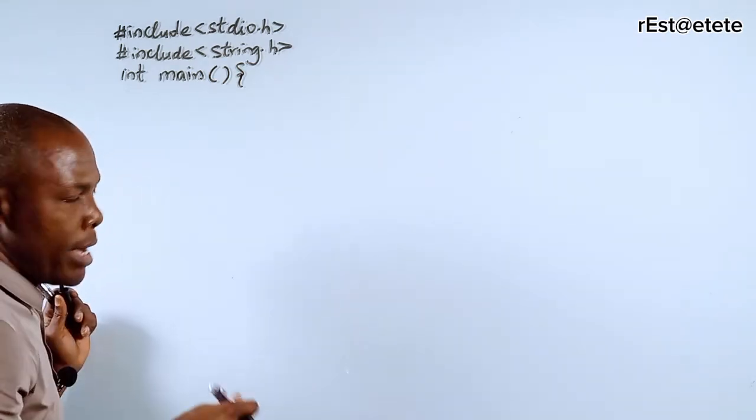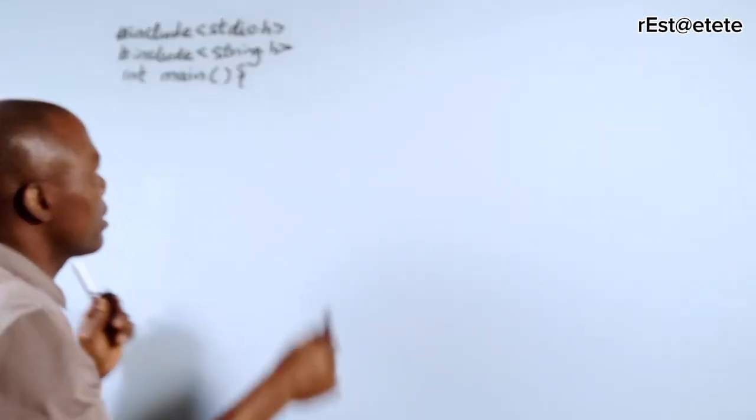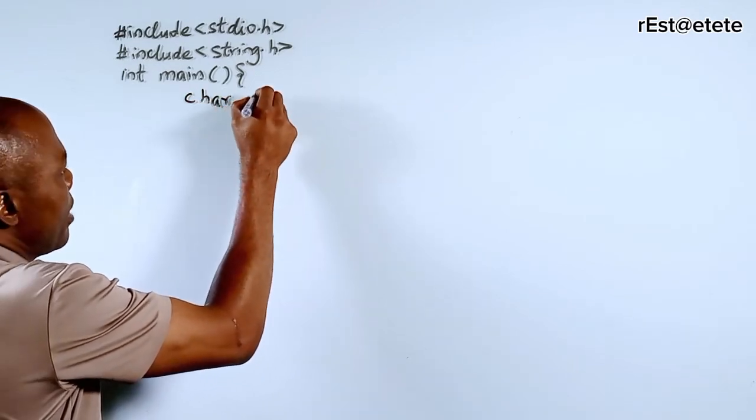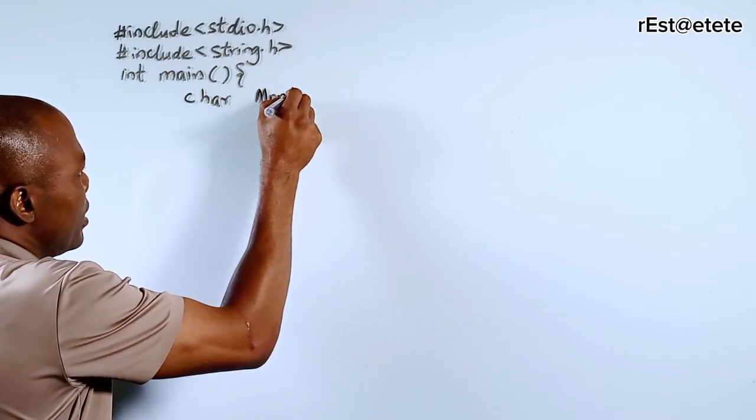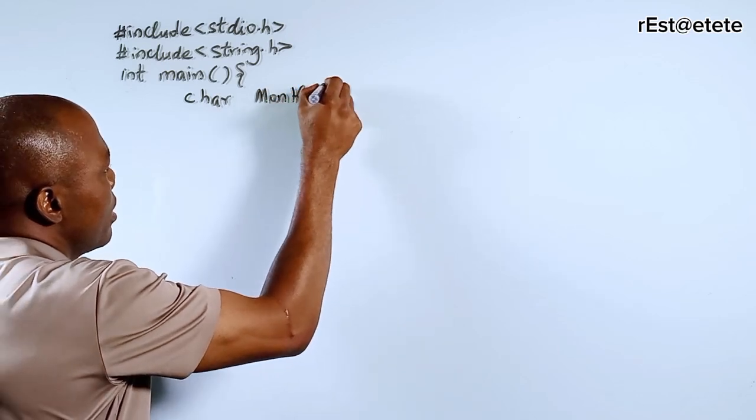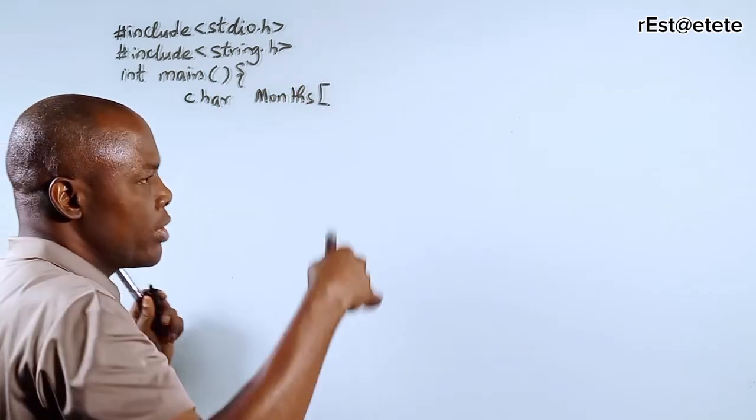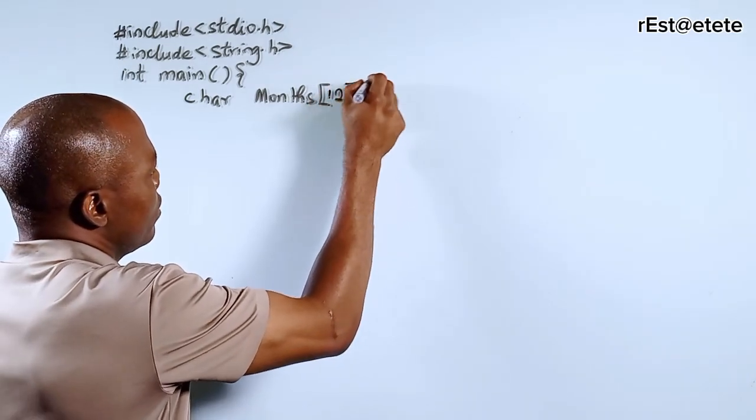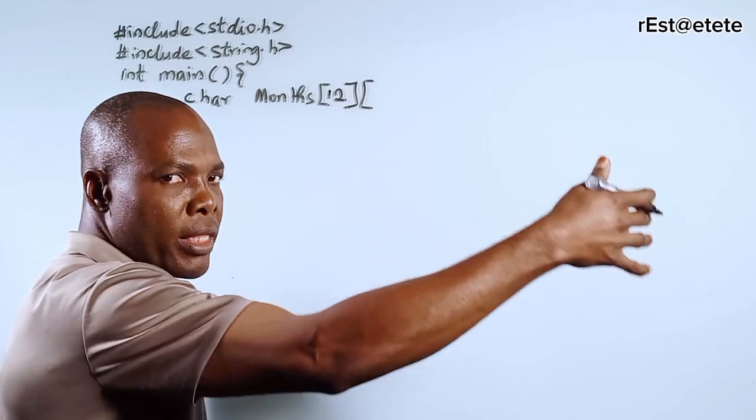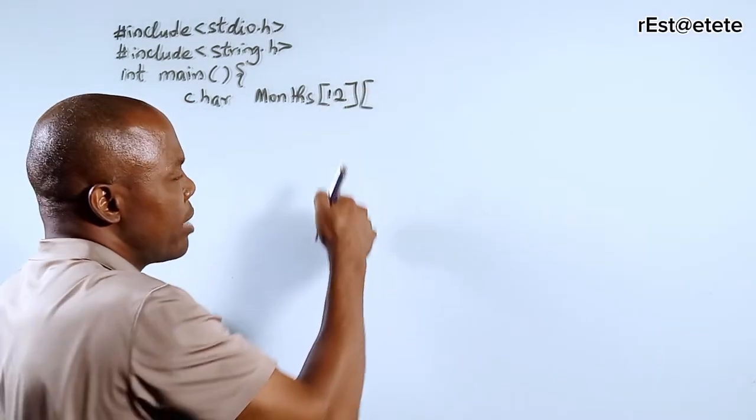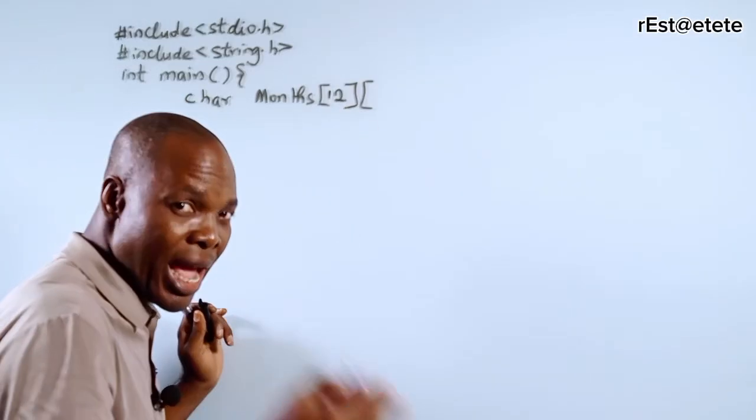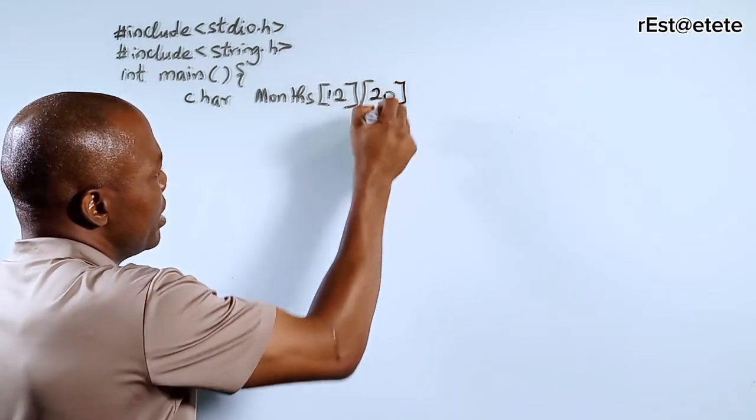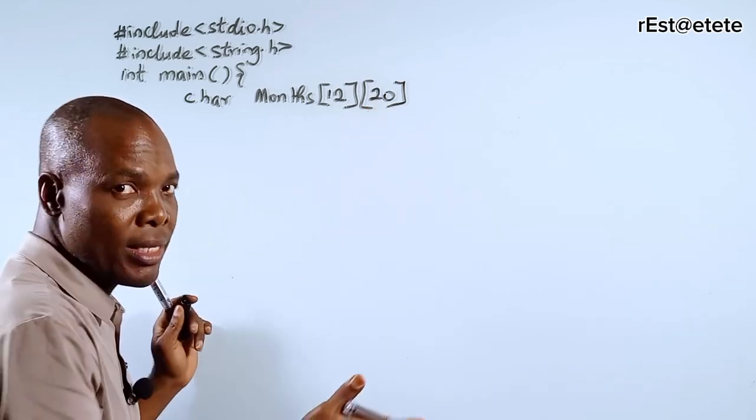Now I am going to declare that array, which is char. I'll call it month, which is what we did in the last class. Then for the rows, which are the number of months, we have 12. For the columns, which are the number of characters in each month, the longest is 9, which is September, so I'm going to assign 20 to it, for example. So meaning I'm allocating 20 bytes for that.